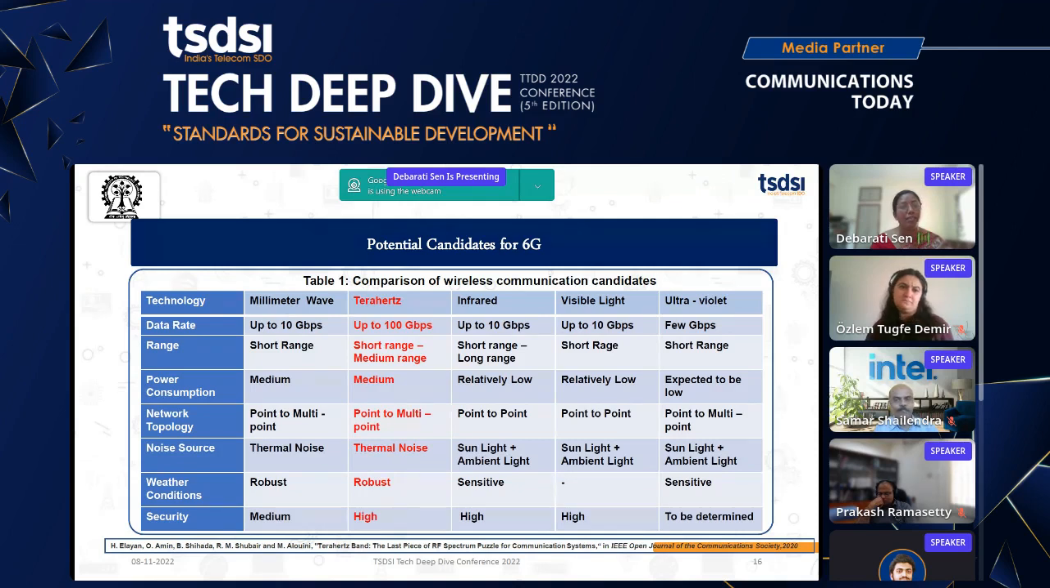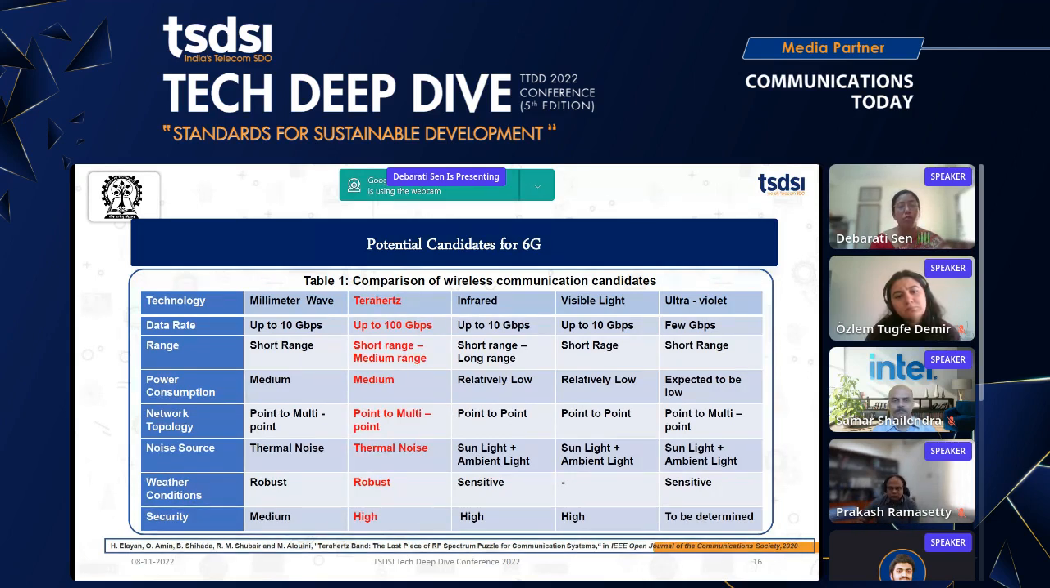If we compare the technologies on data rate, range, power consumption, network topologies, noise source, weather conditions, and security over the multiple bands available, from millimeter wave to terahertz to infrared to visible light to ultraviolet, I have highlighted the terahertz range to show the plus points mainly in terms of data rate. Range wise, terahertz definitely cannot give more range compared to millimeter wave. So the combination of the higher millimeter wave zone and sub-terahertz will be the first generation of 6G deployments, as per my understanding and my vision.